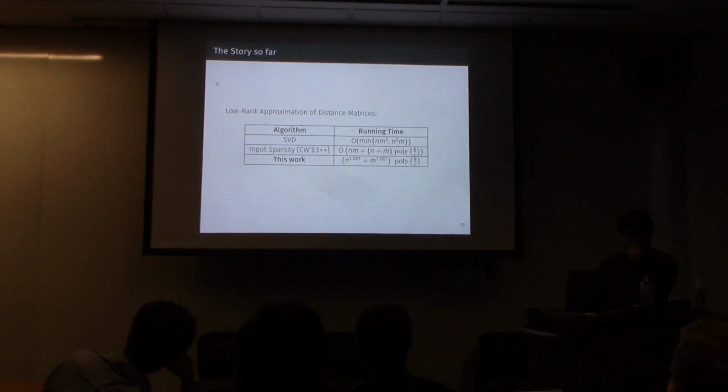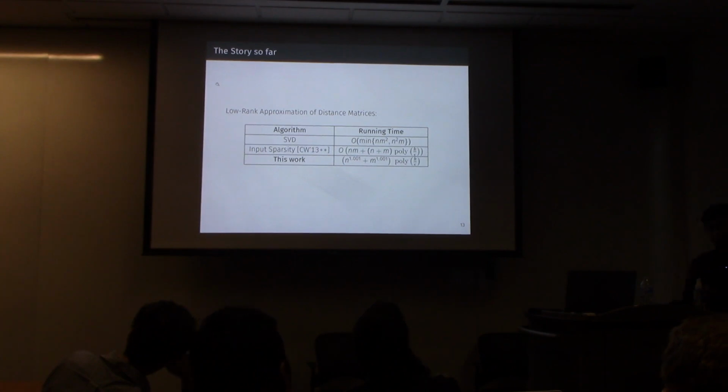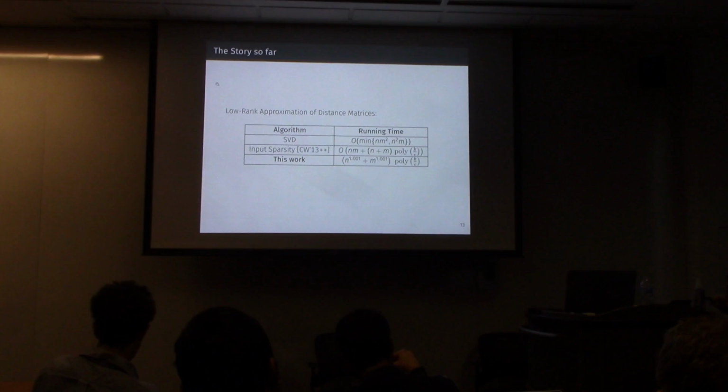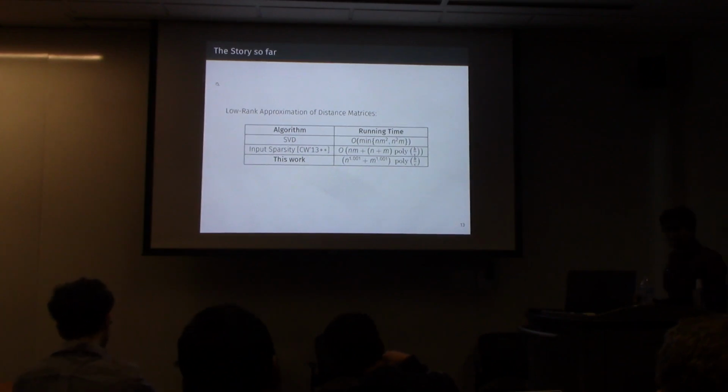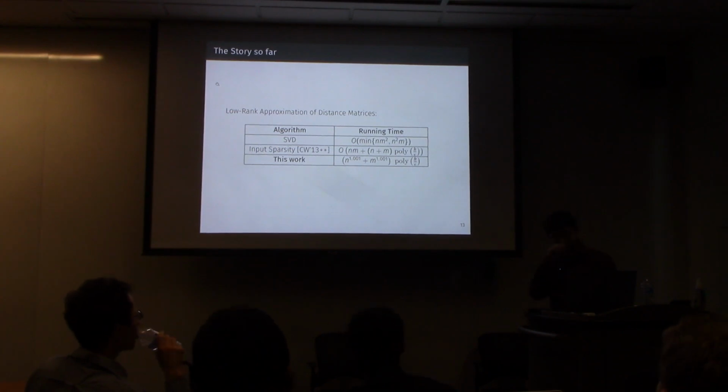Yes? Do you have any similar guarantees for different norms, or just Frobenius? Just Frobenius. It's an interesting open problem to get a 1 plus epsilon guarantee. Okay, so there are some recent results that get 1 plus epsilon for general Lp norms, but the running time is not polynomial. In fact, it's NP-hard, so you don't expect it to be polynomial.